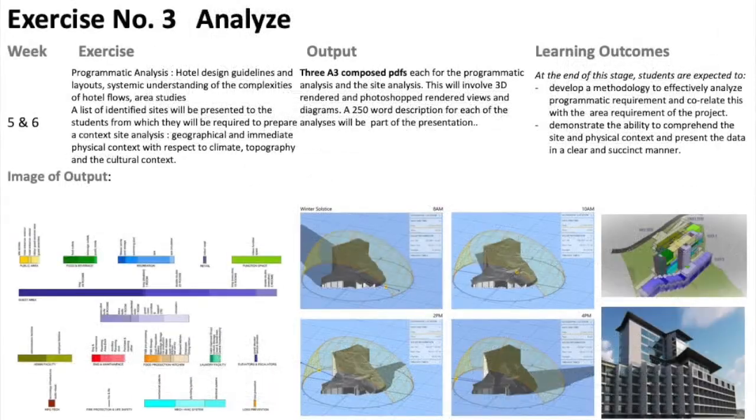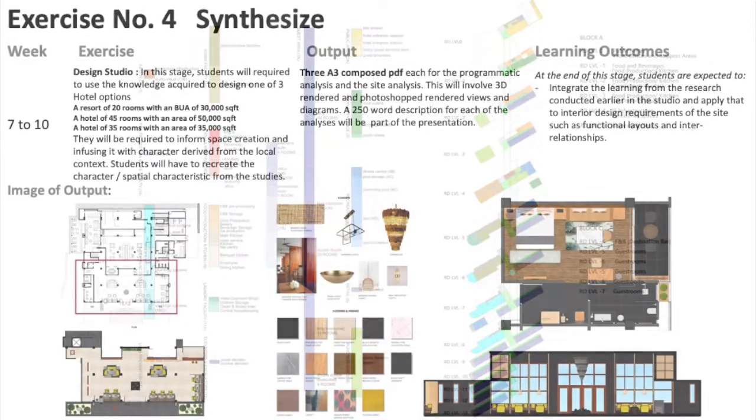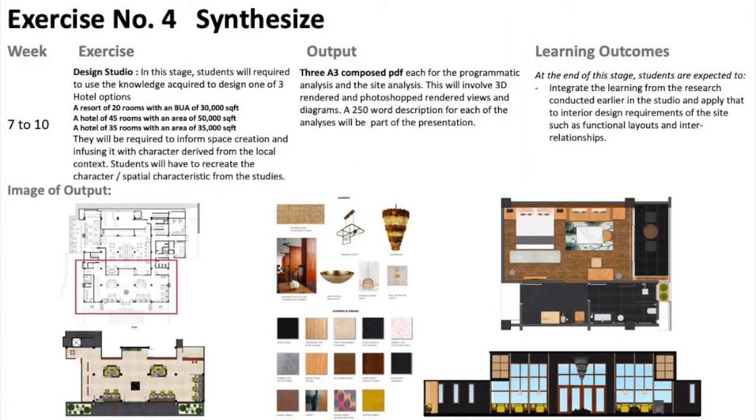Stage 3. Analyze. Students will learn to analyze and process the data requirement for the studio. At the end of this stage, students are expected to develop a methodology to effectively analyze programmatic requirement and correlate this with the area requirement of the project. Stage 4. Synthesis. This is the crucial point in the design studio where the students will be required to use the knowledge acquired to design one of the 3 hotel options.